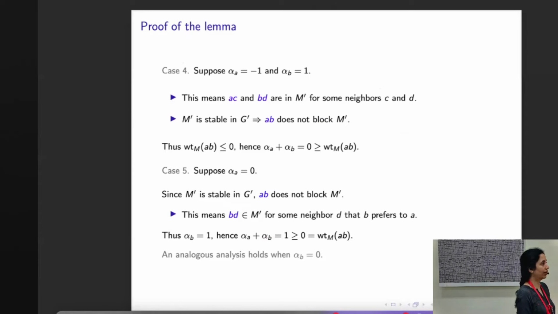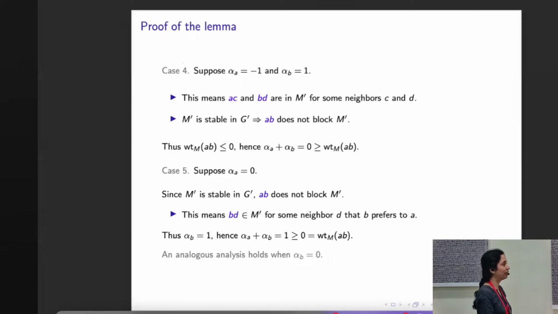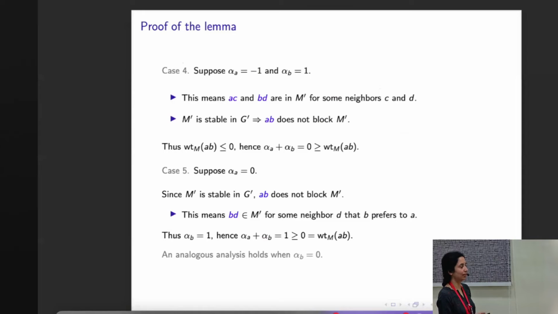So an analogous analysis holds when alpha B is 0. So all cases have been dealt with. So this setting of alpha values is indeed dual feasible, and this proves M is popular.